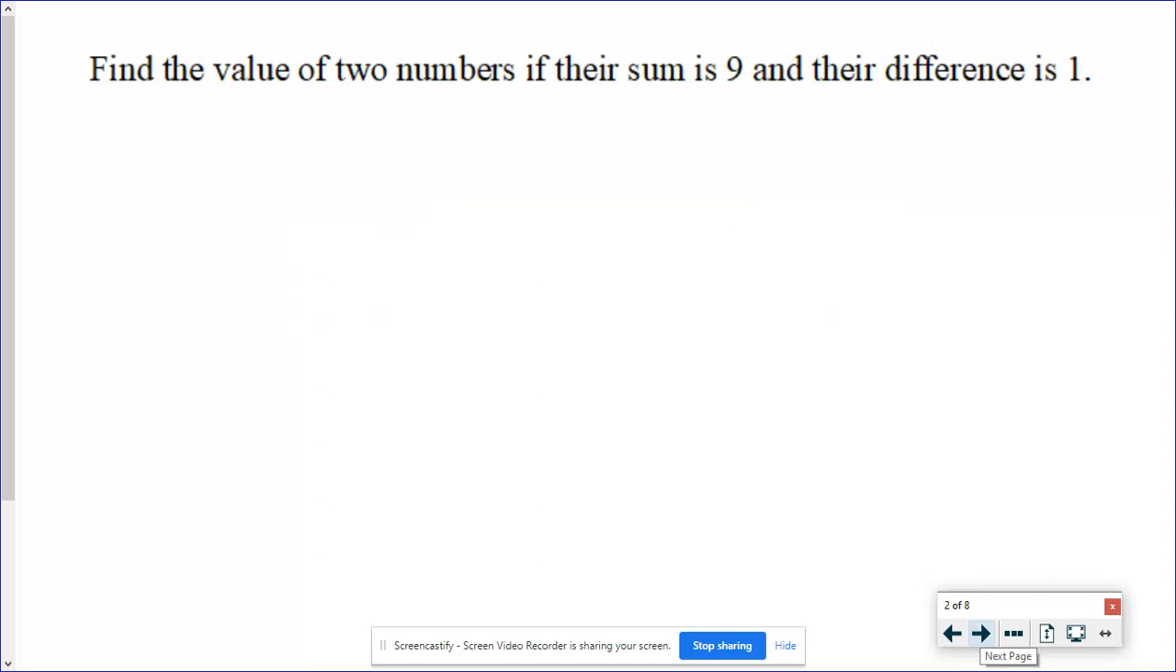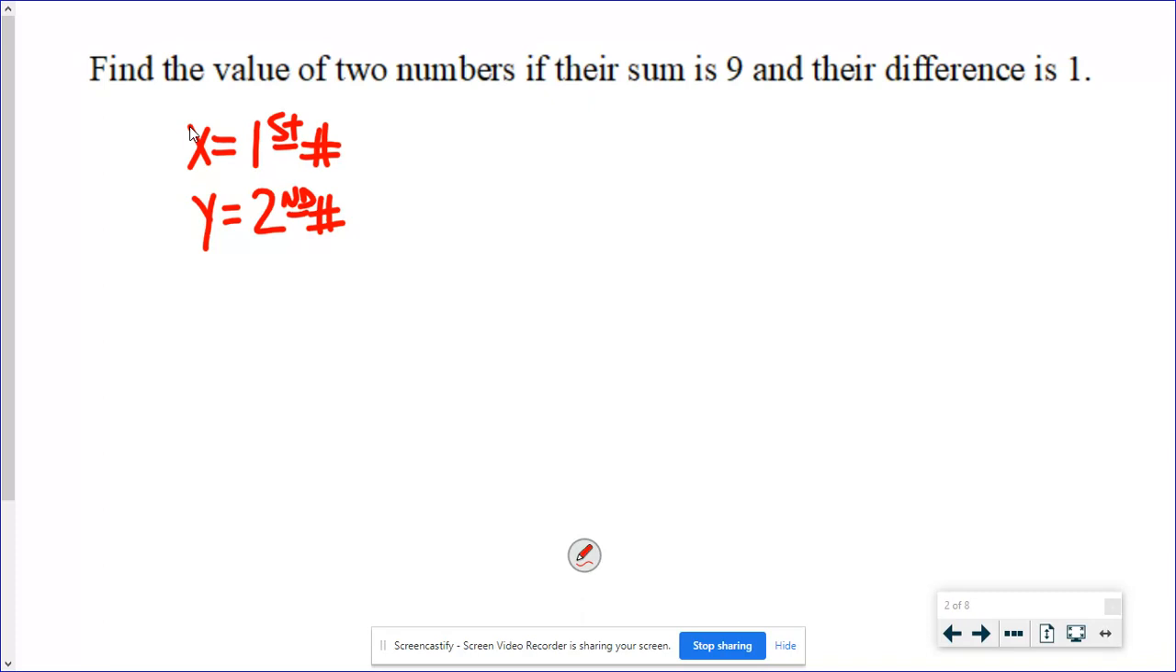So when I give you a question like this, I said, find the value of two numbers if their sum is 9 and their difference is 1. Typically, when we start story problems, we want to know what variables you're using for which things. When I'm talking about just two numbers, there's nothing really specific about this. I could just say that x is going to be my first number and y is going to be my second number. Just so we know, those are the variables I'm going to use, x's and y's.